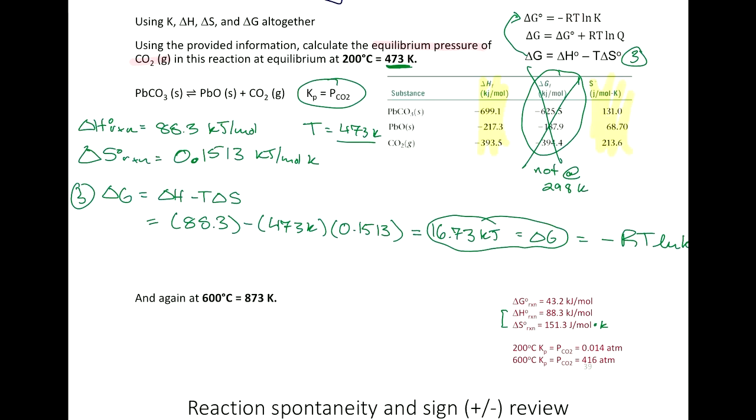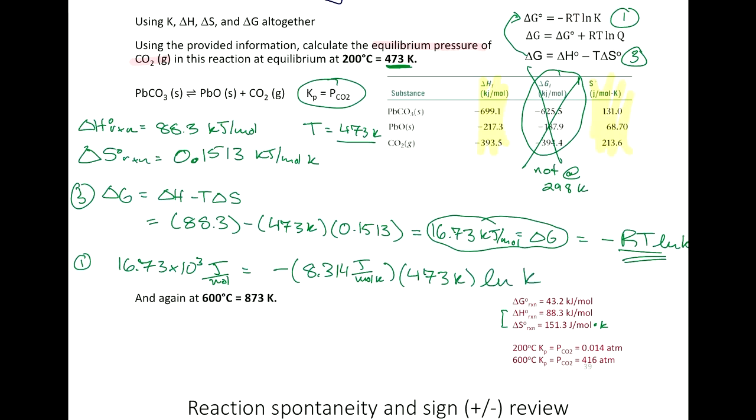So let's put it all together here. Delta G is equal, I'm going to convert it to joules so I can stick it into this first equation. So I'm using equation 1 here, so 16.73 times 10 to the 3 joules per mole equals negative R, 8.314 joules per mole Kelvin, times temperature. What temperature do I put here? The 473, because this is at a different temperature. So 473 Kelvin times ln K. And so we are calculating for K. K is equal to our equilibrium pressure of CO2.